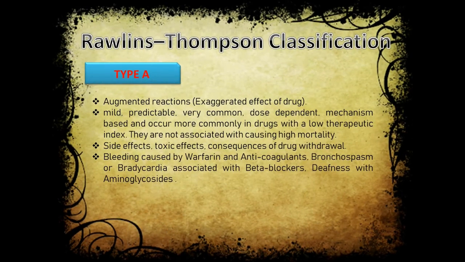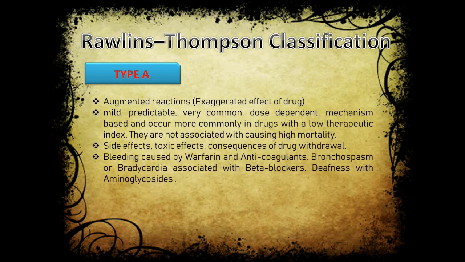Now, the Rawlins Thompson classification. There are 6 subcategories under this: type A, B, C, D, E, and F. Type A is augmented reaction, otherwise known as exaggerated effect of drug. These are basically mild and predictable effects which are very common and occur at a normal dose of a drug, and hence these are dose dependent.